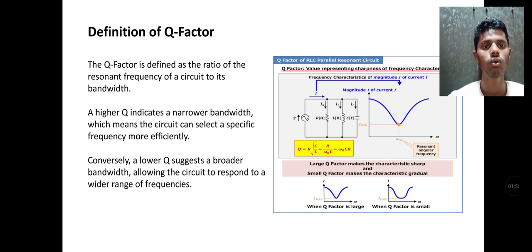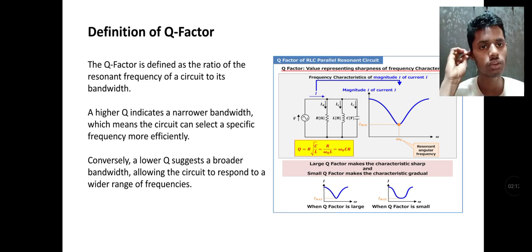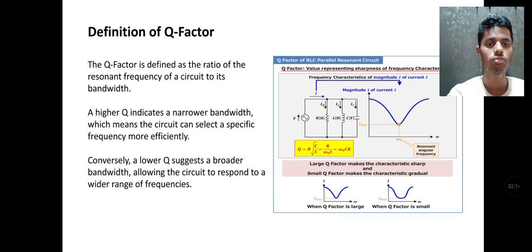That means if the quality factor is higher, a narrow bandwidth happens. If the quality factor is lower, the bandwidth is high. The quality factor and the bandwidth are inversely proportional. A low Q suggests a broader bandwidth, allowing a circuit to respond to a wider range of frequencies.